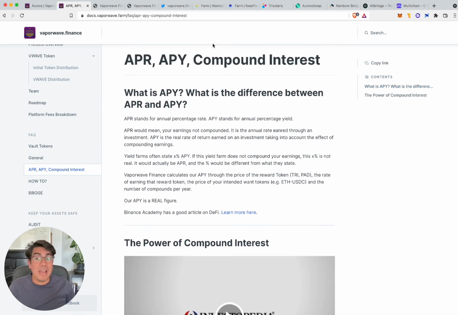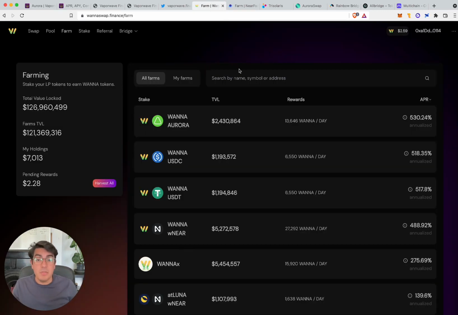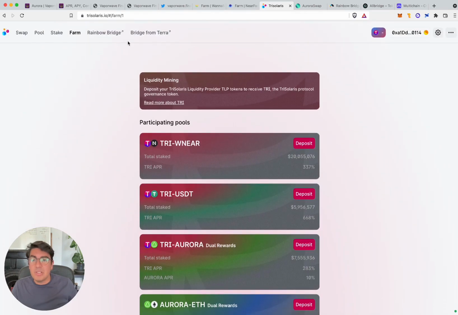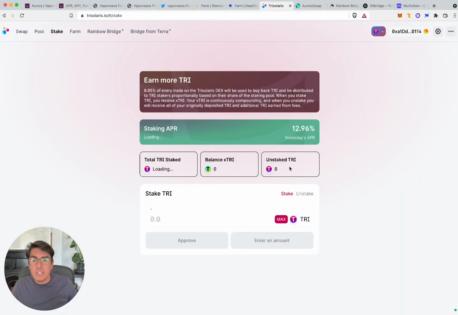Now, if we were to apply that concept to our beautiful farms, we have the assets that we have deposited into the pool, and then we have separate assets just sitting on the side. I've got my Wanna tokens over here, just sitting there chilling. I've got my Trisolaris tokens just sitting there chilling. You basically have two pools of funds.